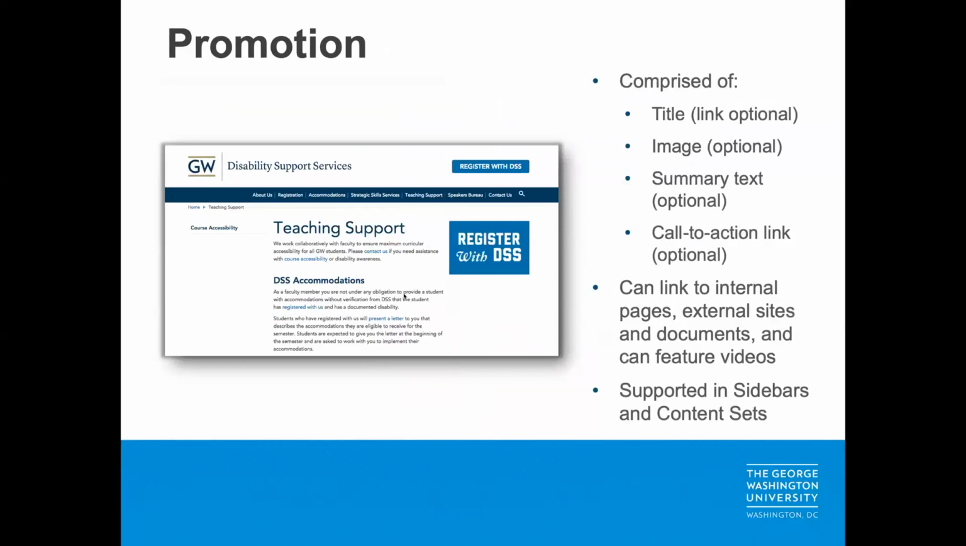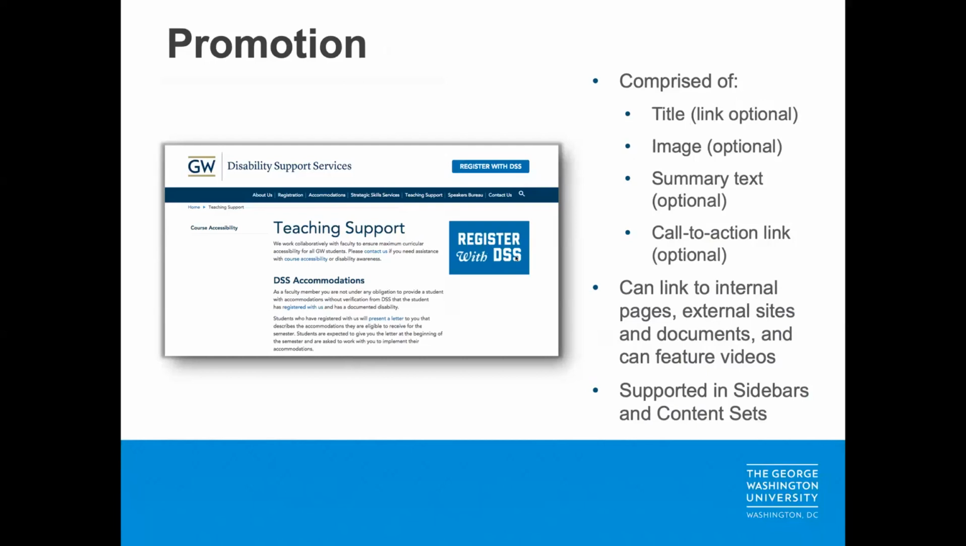Next, we are talking about promotion. So we saw this one earlier on the disability support site, this promotion here in the sidebar. And it's a pretty simple one. In this case, it's just the image, but the promotions are actually comprised of a handful of fields. So you have the title field. A link can also be applied to the title. That's optional. You have the image, which we can see here, but your image is also optional. You can have summary text if you would like, and then you can also have a call to action link with your promotion. So everything about the promotion is optional except for the actual fact that you have to give it a title.